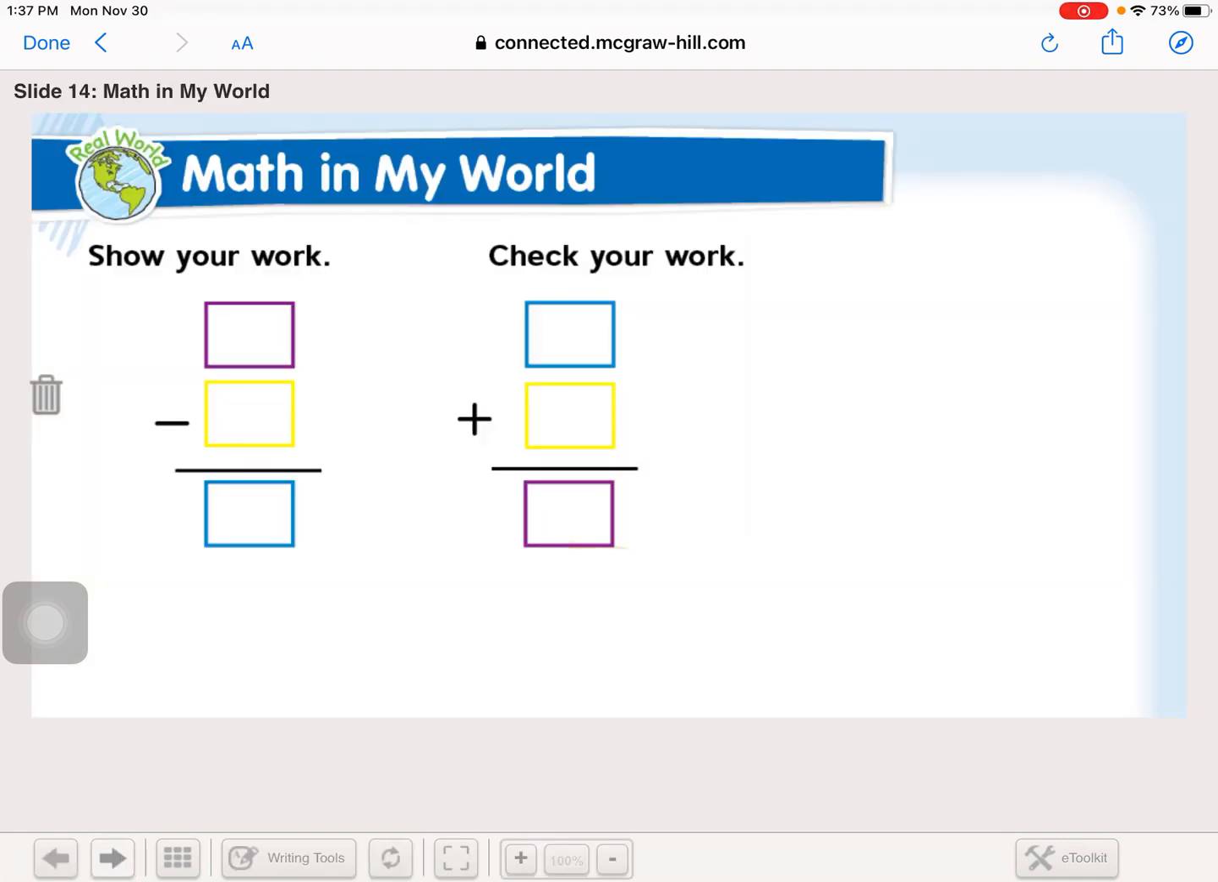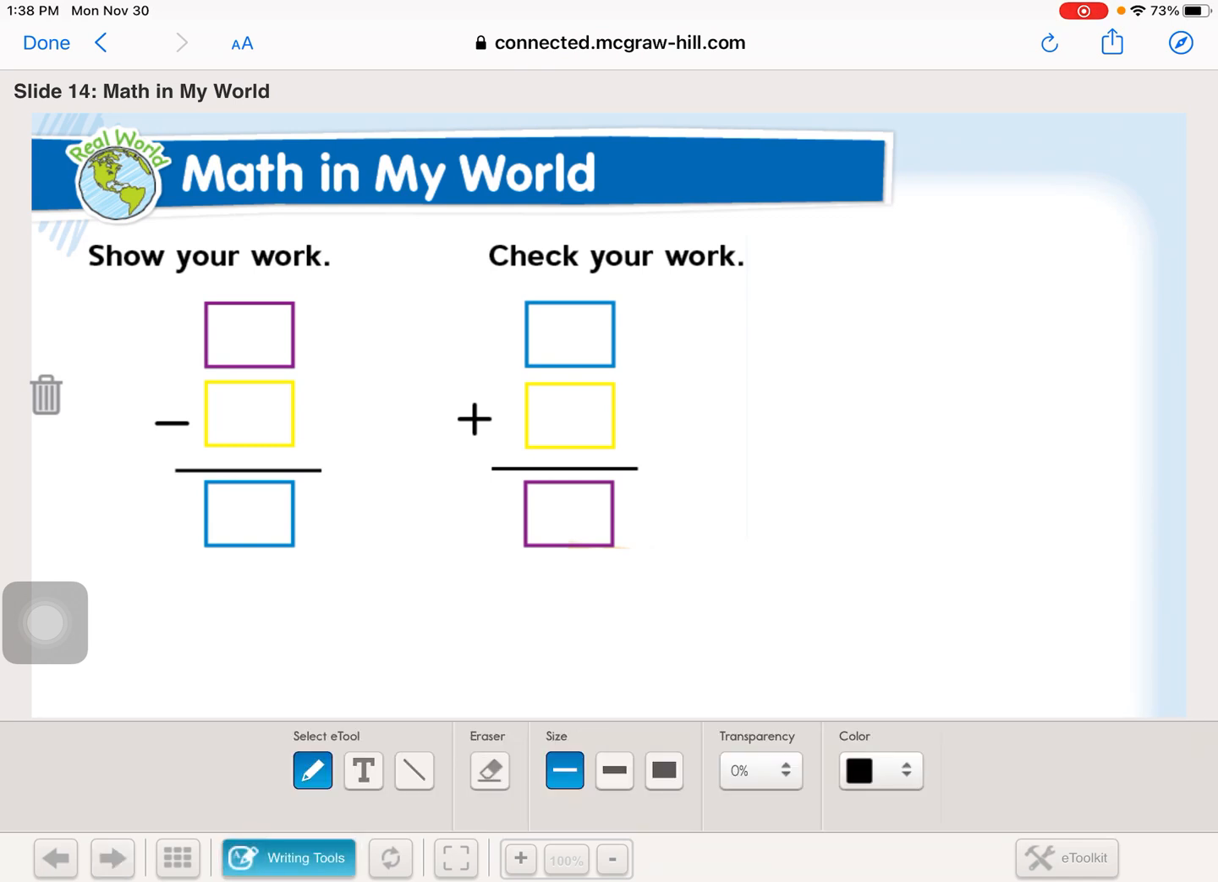Okay, so now let's go to your Math in My World book on page 261, and we are going to check our subtraction using addition, right? We can use addition to check our subtraction. So we're going to start with 38 vegetables. So you're going to need your pencil. And we're going to put in the purple box, we're going to put 38. That's how many vegetables we are starting with.